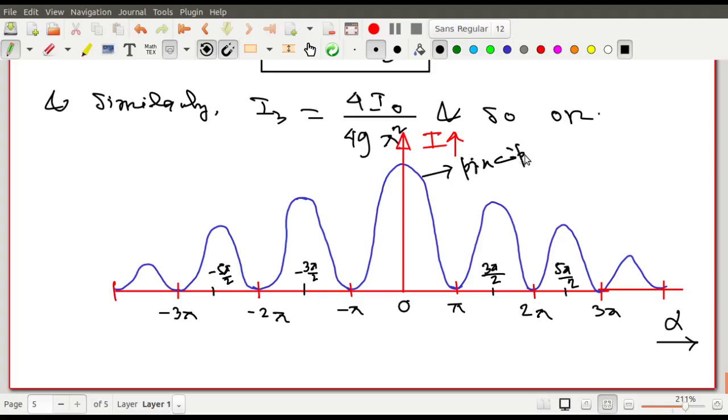Its name is principal or central or 0th order maxima. Okay, and this is of maximum intensity. That is why we call these names principal or the central. So its intensity is the highest.